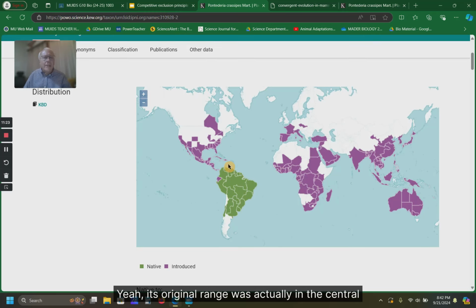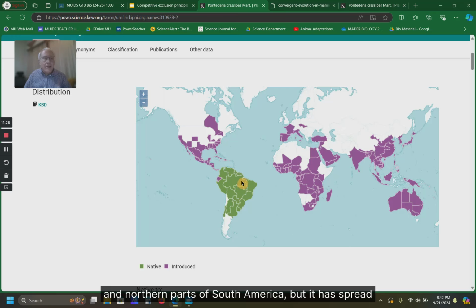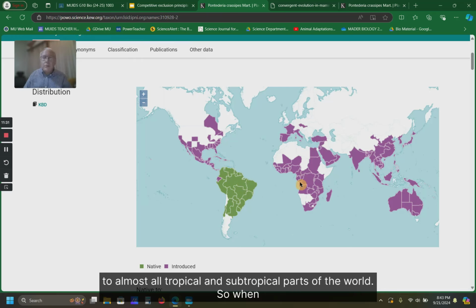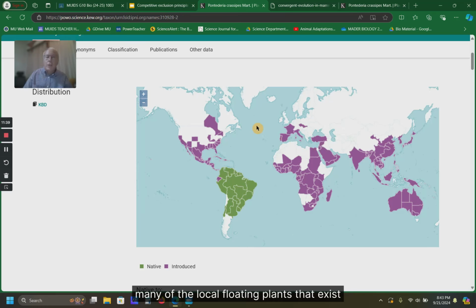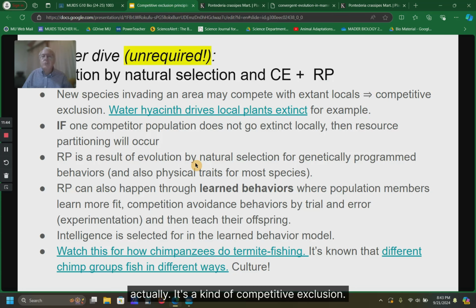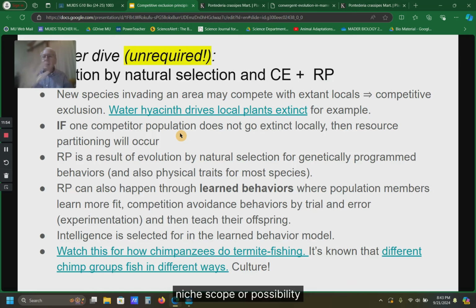Its original range was in the central and northern parts of South America, but it has spread to almost all tropical and subtropical parts of the world. When it goes into these new areas, it outcompetes many of the local floating plants that exist there, and that leads to extinction. It's a kind of competitive exclusion. The water hyacinth's habitat keeps expanding, its niche keeps expanding, and the niche scope or possibility of the local species keeps shrinking.